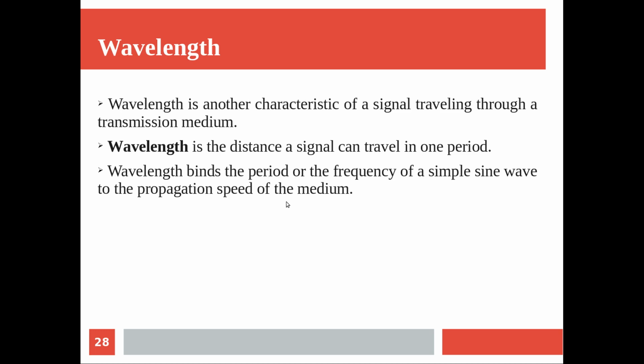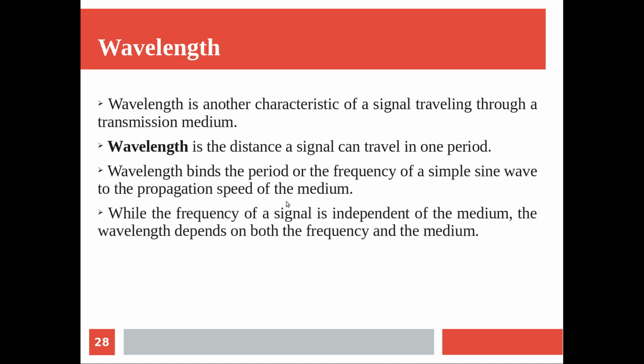Now we need a speed also to calculate the distance. So while the frequency of a signal is independent of the medium, the wavelength is a property that depends on both the frequency and the type of medium you are using, because we need the speed, and that speed varies from one medium to another. So wavelength is a property of any type of signal.